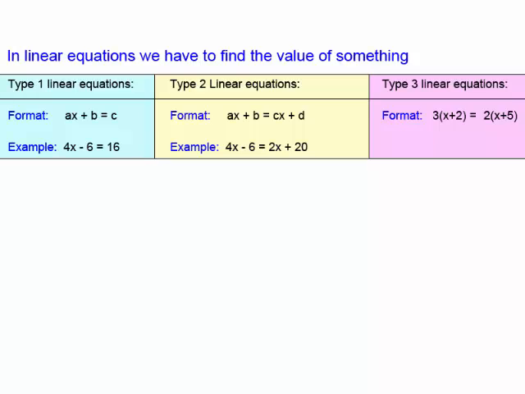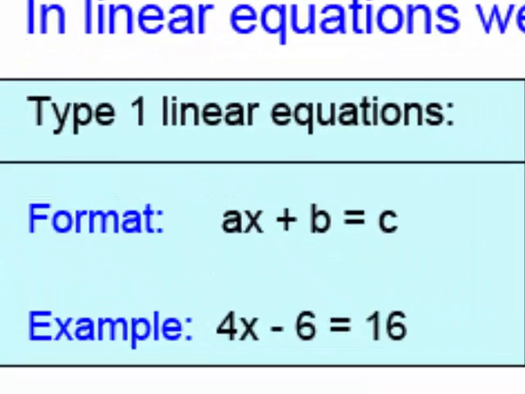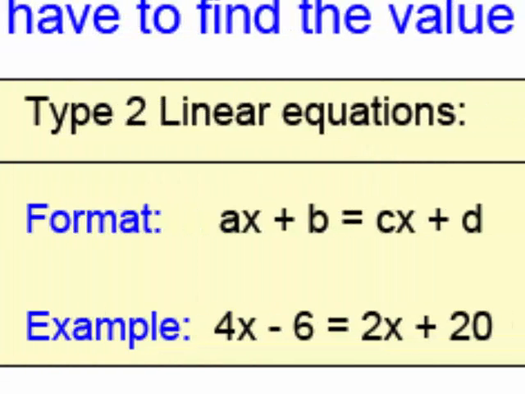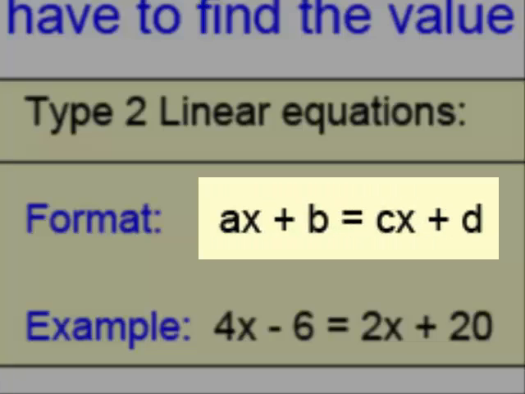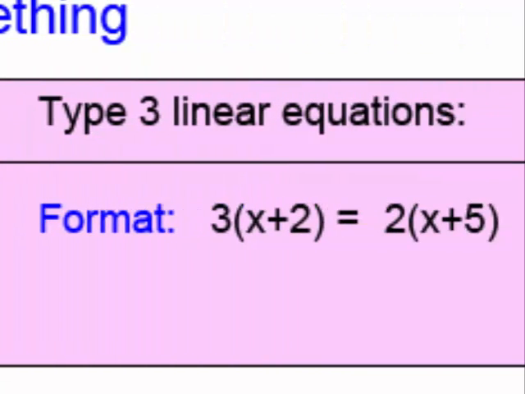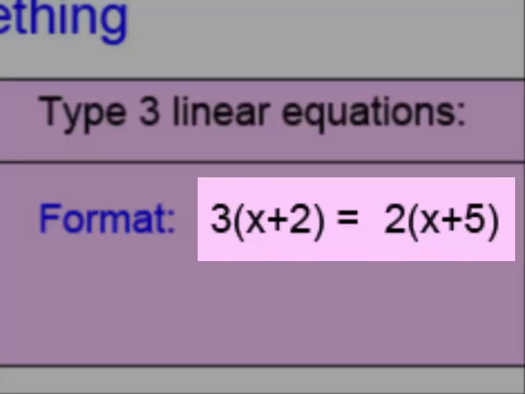With linear equations, you have to work out the value of something. There are three types of linear equations you may come across. The first type take the format ax plus b equals c. The second type take the format ax plus b equals cx plus d. And the third type take the form of brackets, which have to be multiplied out.